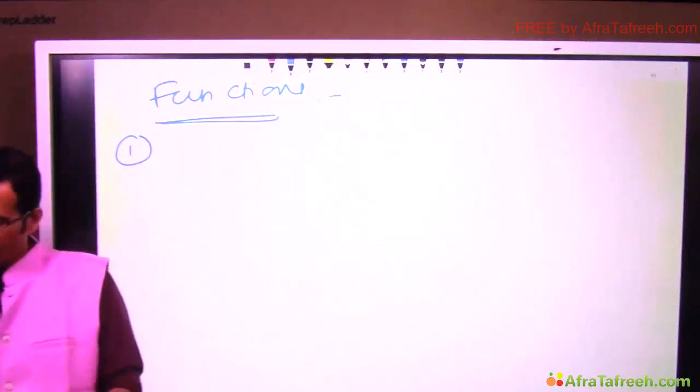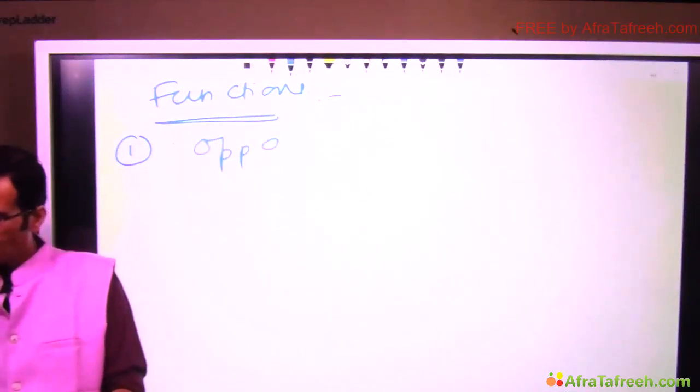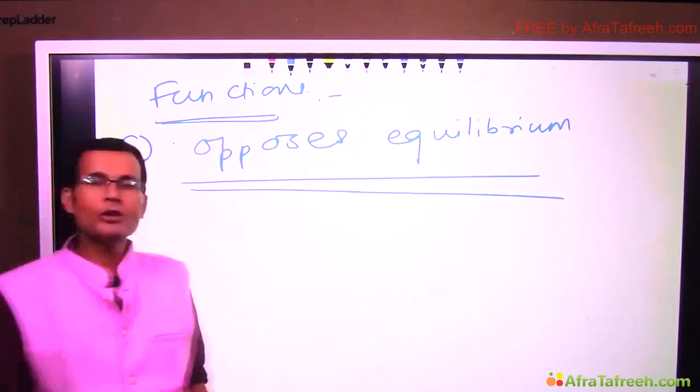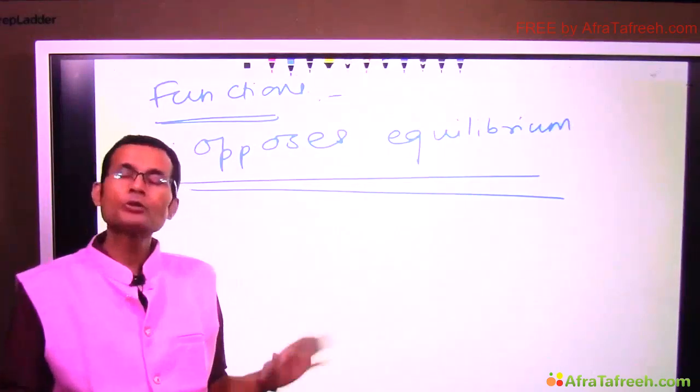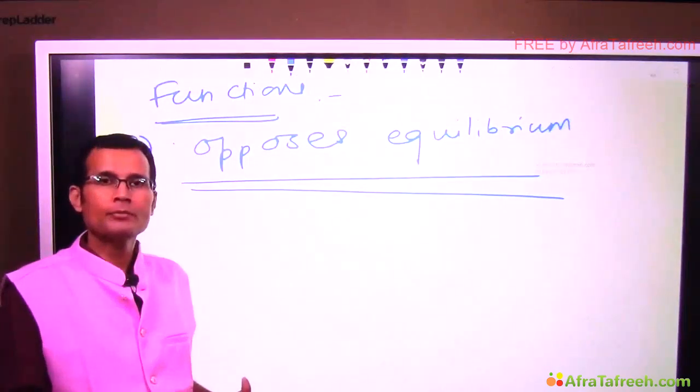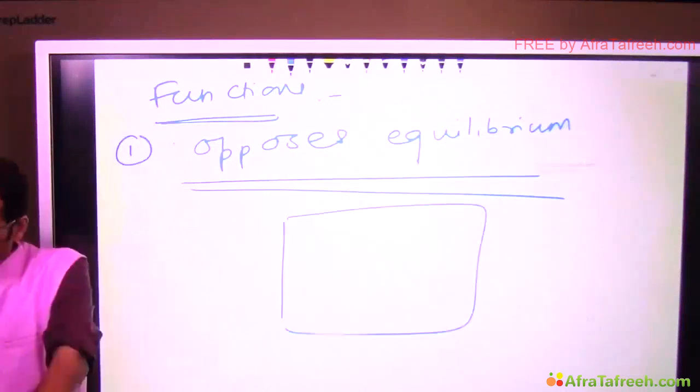First, the sodium potassium pump opposes the equilibrium. It's the opposer of the equilibrium. It's not a contributor to the equilibrium. It does not allow equilibrium to happen. And see how.